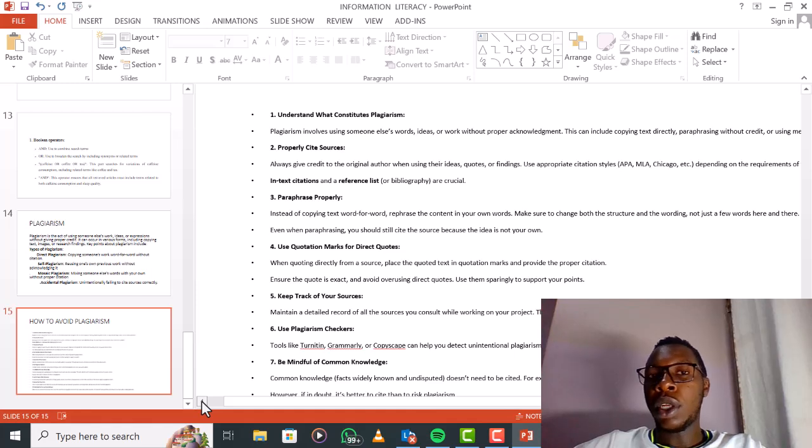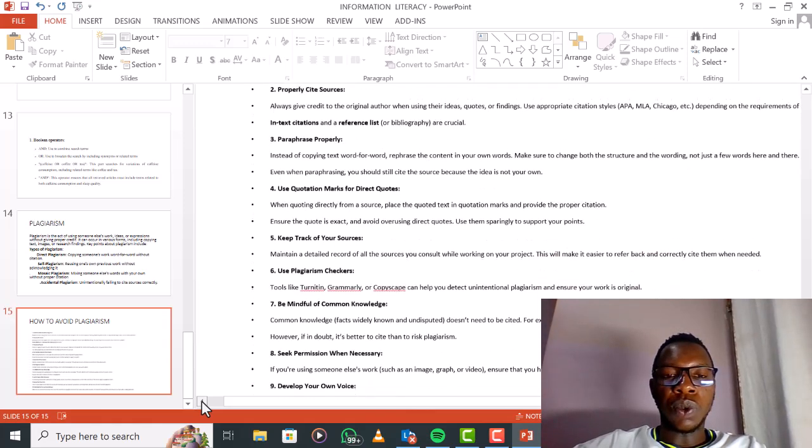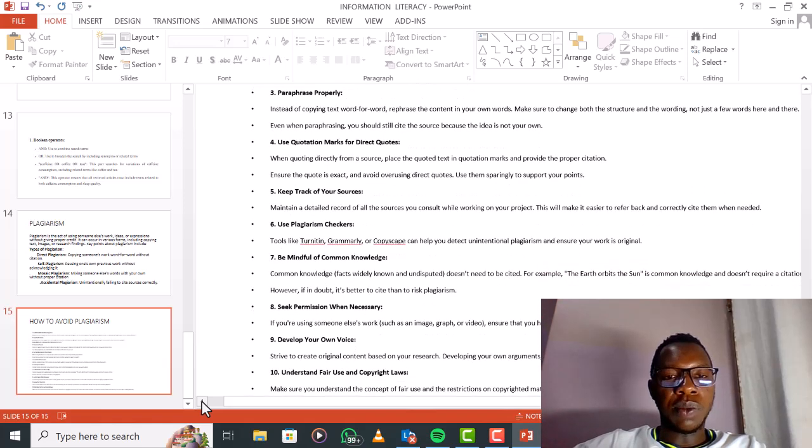And then we have keeping track of your sources. You should know where you're getting your information from. Know the original book where you're getting the information from. Read about it. Know the author. Know when it was published. Then use plagiarism checkers after getting your work. After citing, use plagiarism checkers to avoid plagiarism.